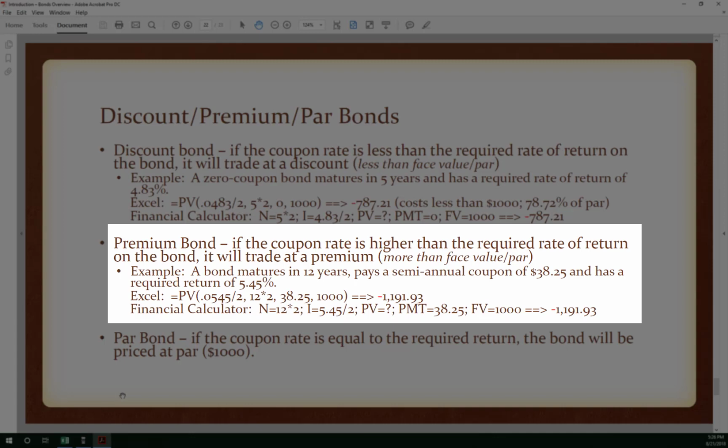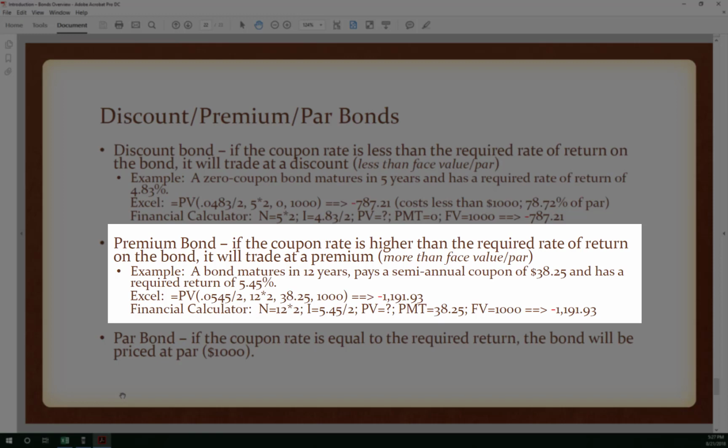A premium bond, on the other hand, is any bond that's trading higher than face value, so it's got a price that's greater than the face value or higher than the par value of the bond. It's going to be trading at 100+% of par. And that's going to happen if the coupon rate is higher than the required rate of return.